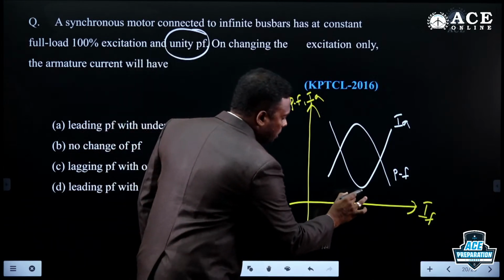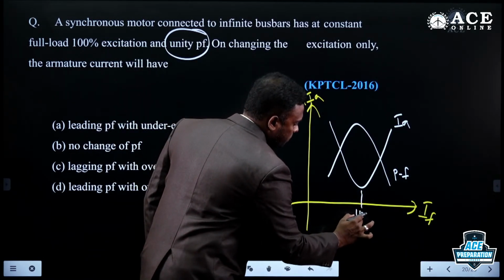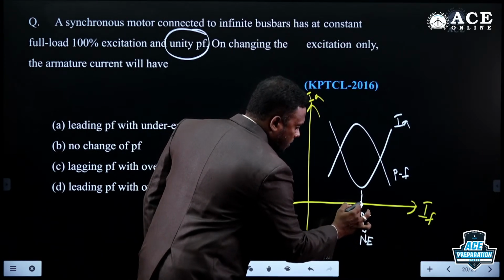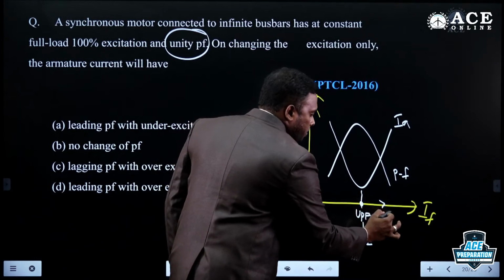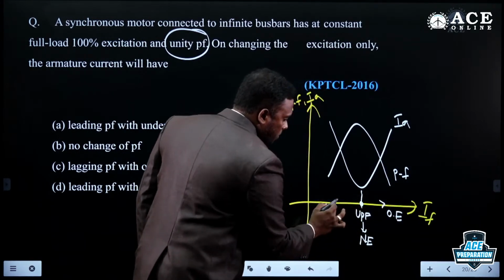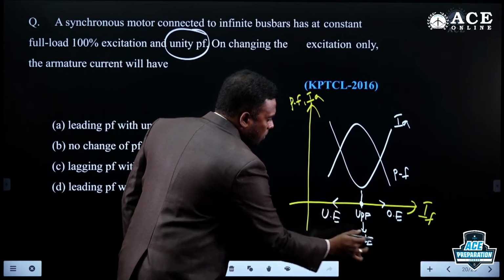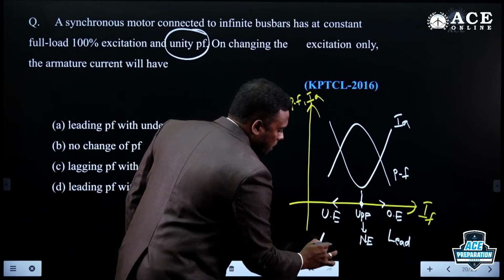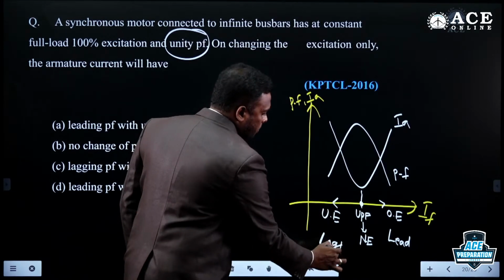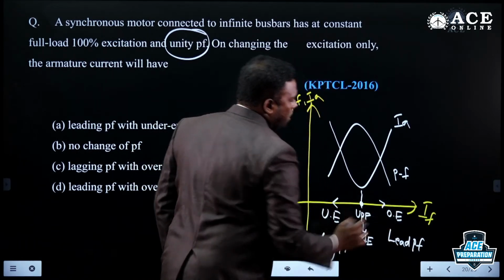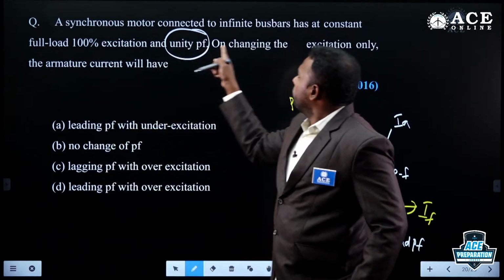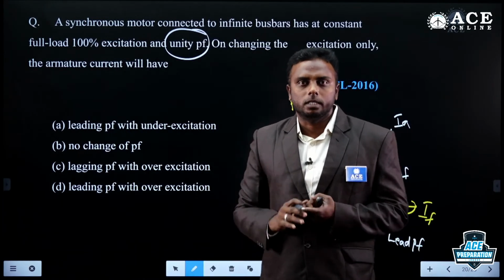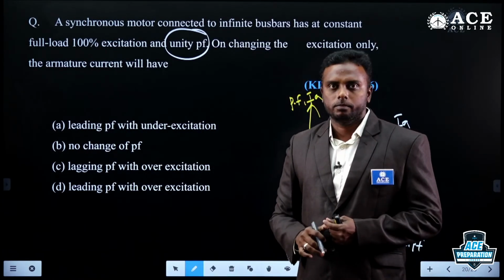If you observe, this is our normal excitation or UPF. At UPF, whatever the field current is, that is called normal excitation. This is over excitation, more field current, and under excitation, less field current. An over excited motor is always leading. It is opposite to alternator. An under excited motor has lagging power factor. Now observe what happened. At UPF it is operating. Now we are changing excitation. If excitation changes, maybe increasing or decreasing, that is not mentioned, but from the options we should answer this.